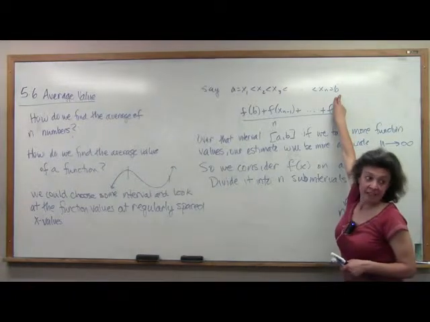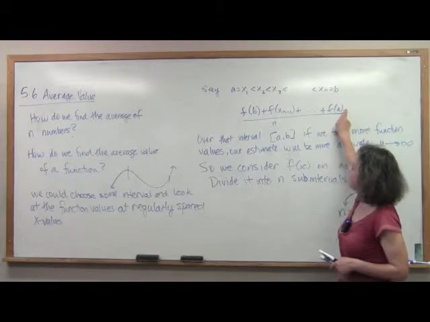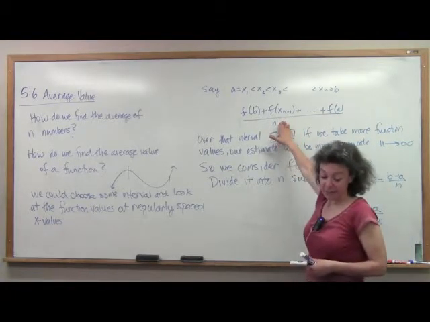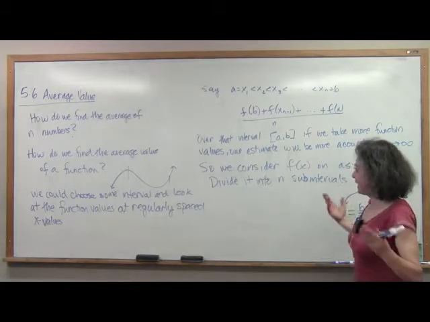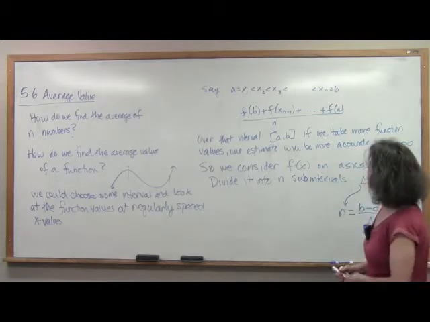And then how would we take the average of them? Well, what we would do is add up all of those function values and divide by the number of values that we added together. Okay? And that can give us an estimate, but clearly it's not a very accurate estimate.